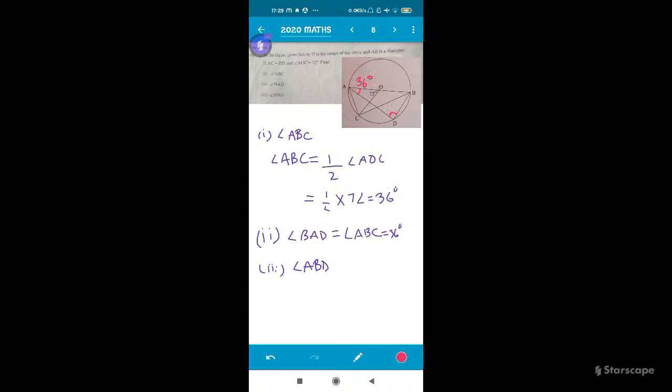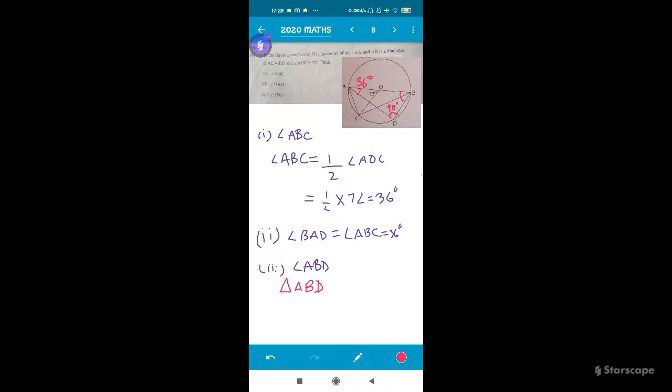We know that AB is the diameter. It has been given in the question. And we know that a diameter will subtend an angle of 90 degree, right, on the circumference. So angle D is 90 degree. So now if you consider the triangle ABD, you have one of the angles as 36 degree. The other angle is 90 degree. You can easily find out the value of angle ABD, isn't it?